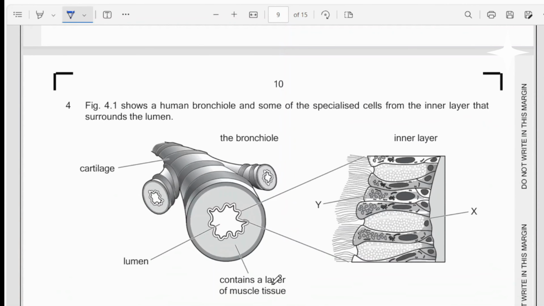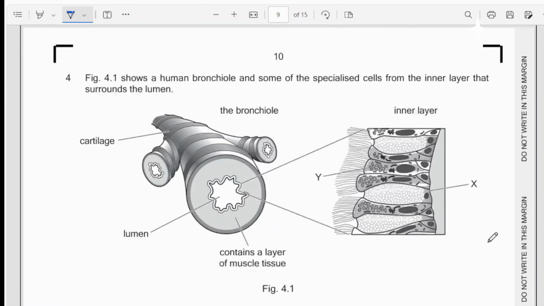The internal structure of layer X is given. First of all, identify what this is, inside the bronchial layer, the inner layer. Layer X is the goblet one. Good. And why? Ciliated epithelial cells. Correct. So, what is the function of goblet cells?